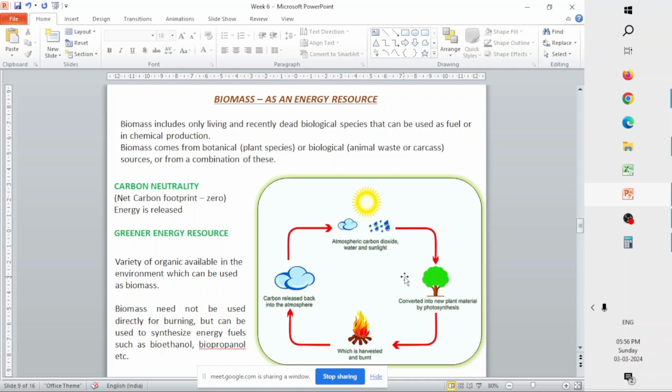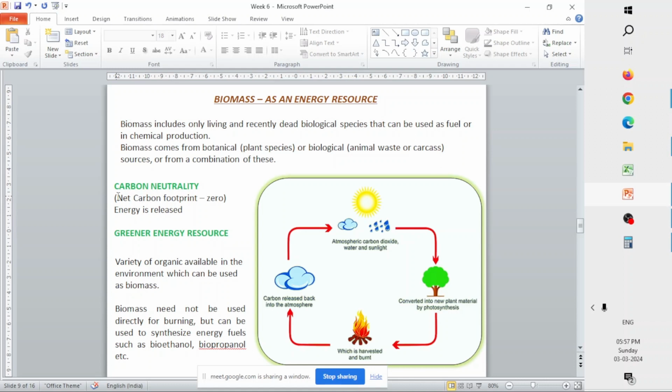So the net amount, if you see in the environment as a whole, will be the same. There will be a carbon neutrality, or carbon dioxide neutrality. The amount of carbon dioxide present in the atmosphere will almost remain the same. But when you burn this biomass, you are going to extract some energy. That is why we say biomass is a greener energy resource. We take energy, but at the same time we make sure that the amount of pollutants it generates to the environment is less. That is the reason we have written it.